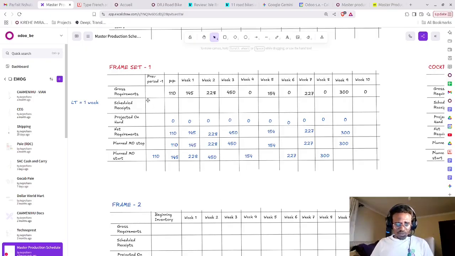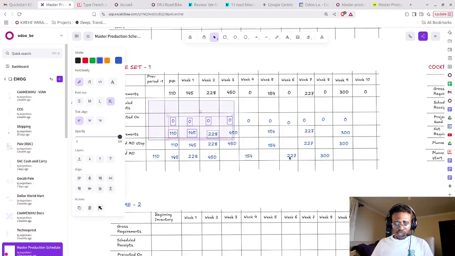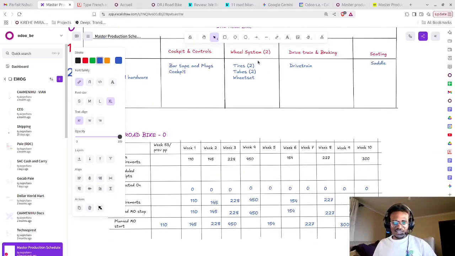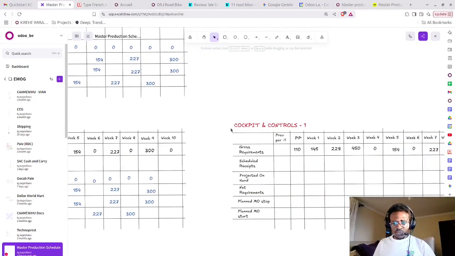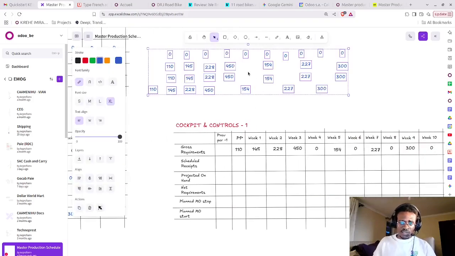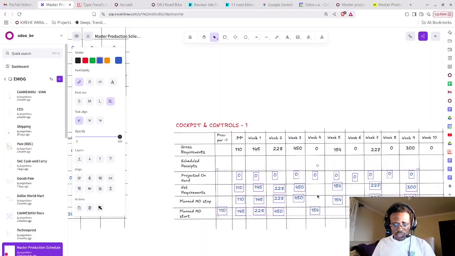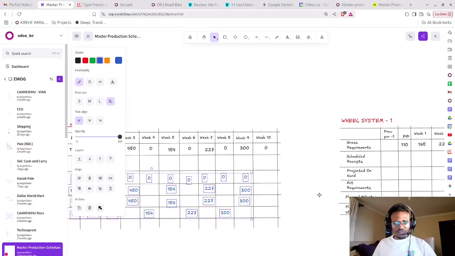Now, this is a wonderful tool. So I'm just going to copy and paste it for all because it is the same story, except if you're paying attention to the wheel set. Remember, for me to get 1 bike, I need 2 wheel sets. So for the wheel system, I'll need to do something special. So for cockpit, I'm just going to copy and paste because it's literally the same story. So I'm just going to copy them like this. Look at that. Wonderful stuff.